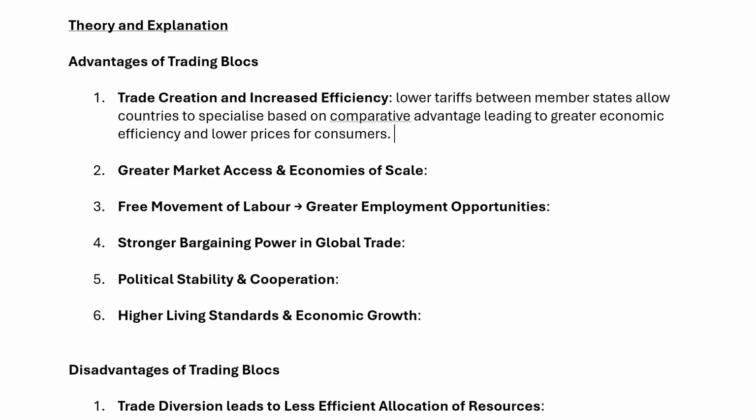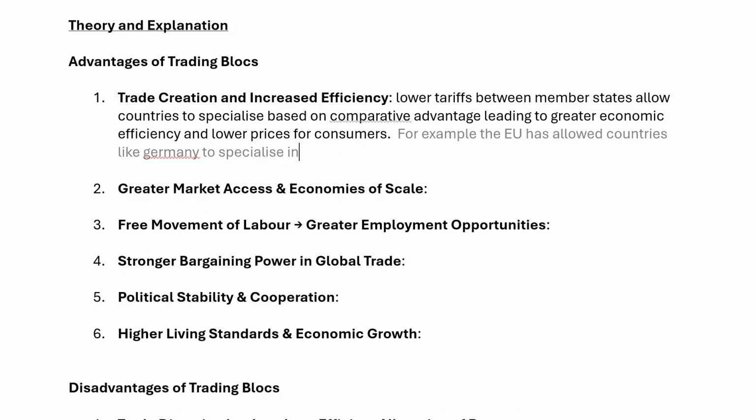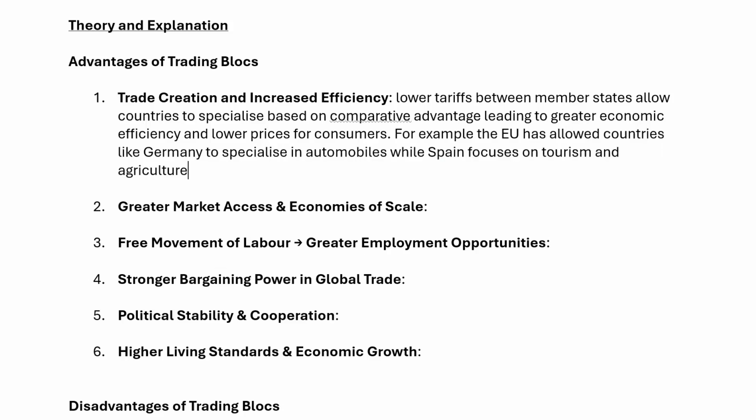For example, the EU has allowed countries like Germany to specialize in automobiles, while Spain focuses on tourism and agriculture. So that's the first advantage. It's like, with the trading block, you do what you're good at, I do what I'm good at, and we're going to specialize, and everyone's going to be better off.